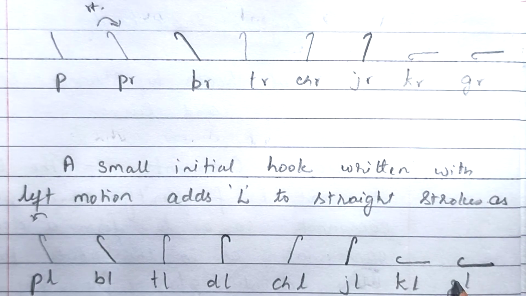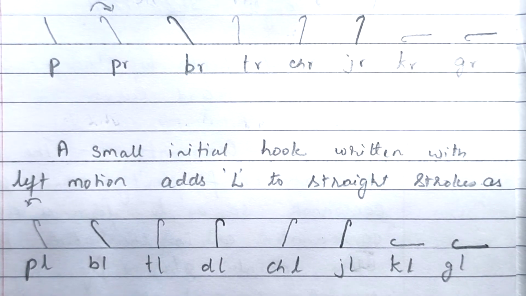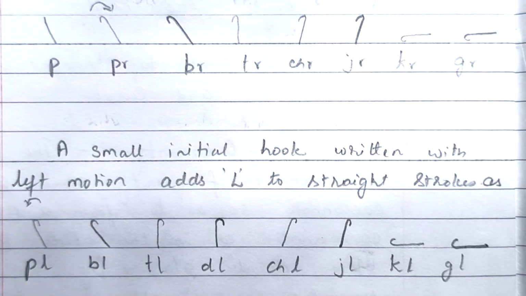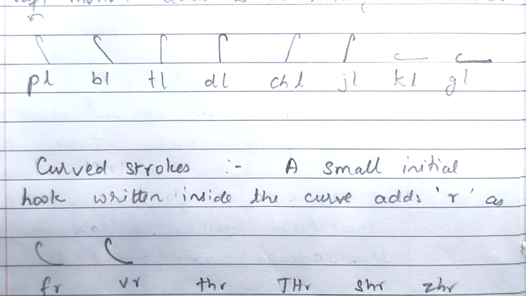So in the stroke, though we have a hook initially, we say the consonant G, then the hook is called L. So this is how we can make use of the initial hooks R and L. This is how we write for the straight strokes. Suppose we have curved strokes, how can we write this hook to a curved consonant? Let us see that.